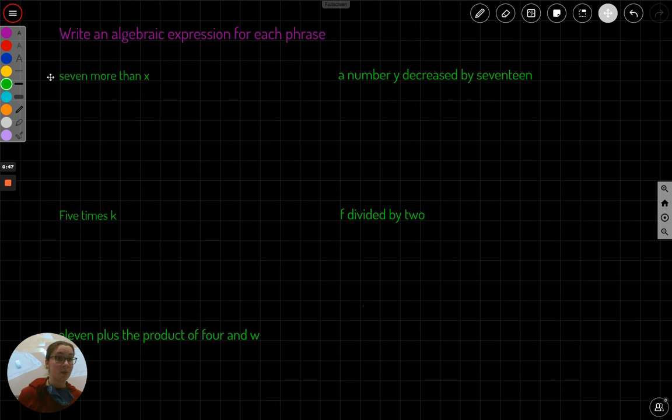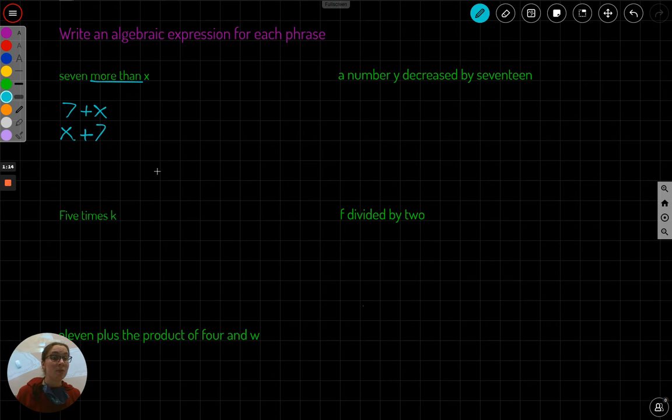We're going to start with this one up at the top, 7 more than x. Now, what operation are we doing here? Fairly simple here. These words, more than, what operation is this? Well, that's plus, that's addition. So 7 more than x could be 7 plus x. It also could be x plus 7.